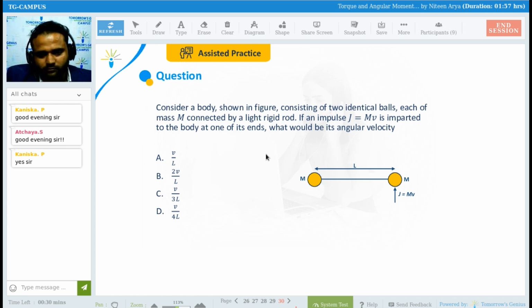That is M, that is M. Okay. If I apply an impulse on this side, which is J equals capital M into v, you need to tell me the angular velocity with which it is going to rotate.